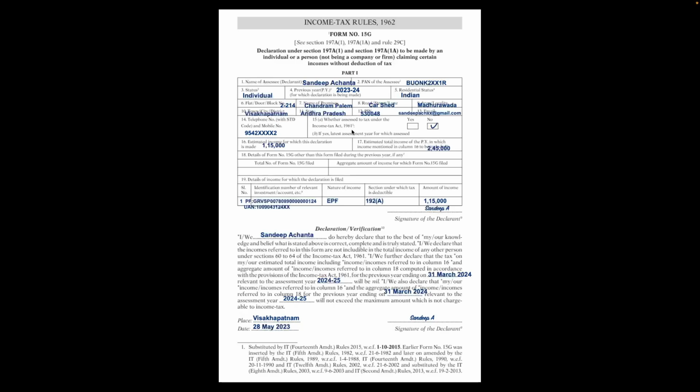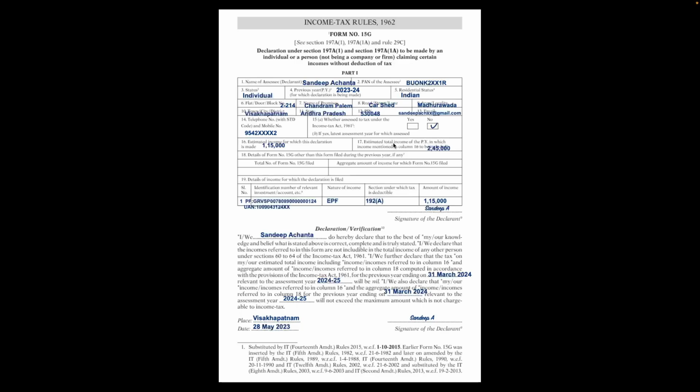In field number 15, if you have filed any income tax returns, then click yes in option A. If you tick yes, then you have to mention the assessment year for which you have filed the income tax returns. If you tick no, there is no need to mention any details in option B. In field number 16, you have to mention the estimated income for which this declaration is made. That means you have to mention the total EPF amount which you are withdrawing. You can find these details in your EPF passbook.